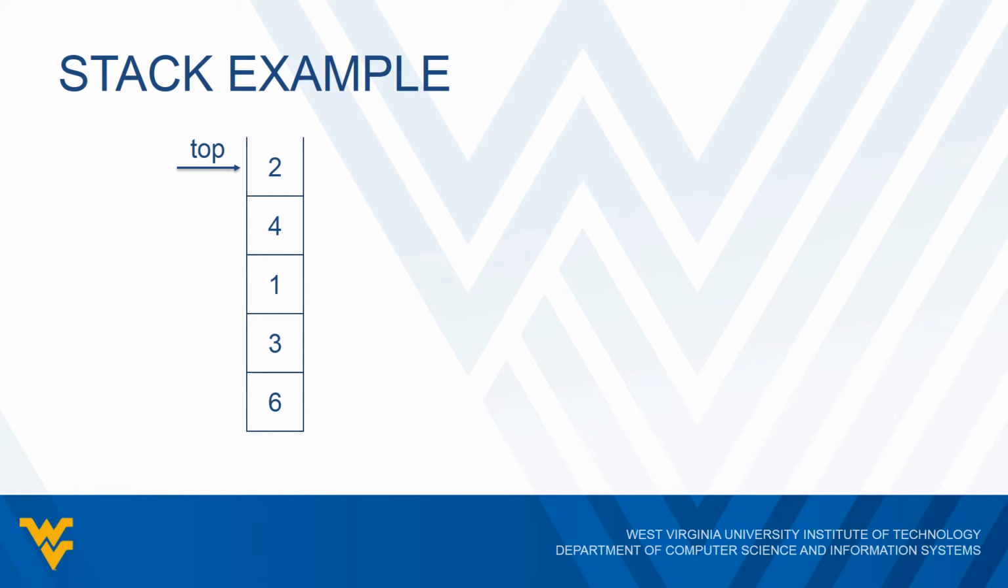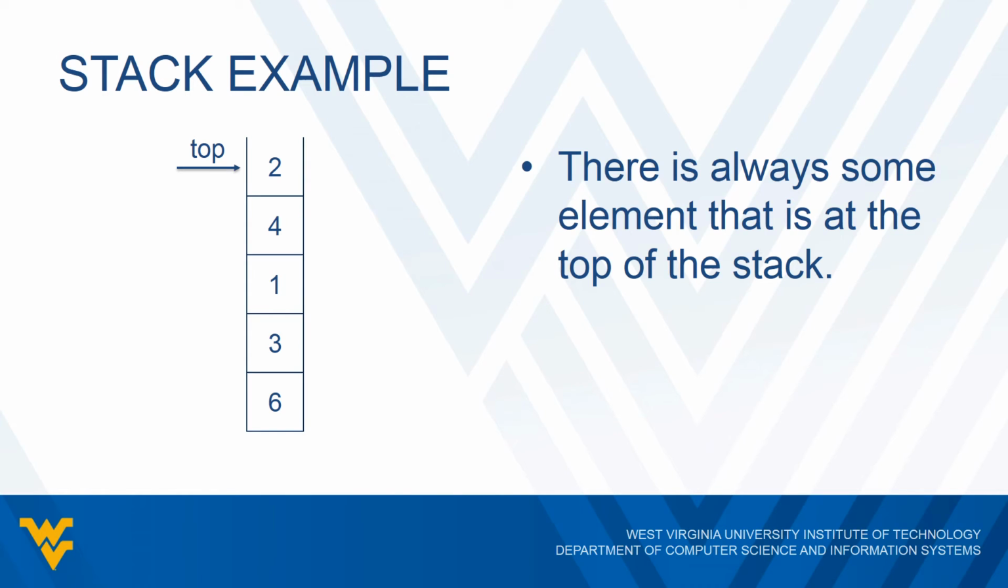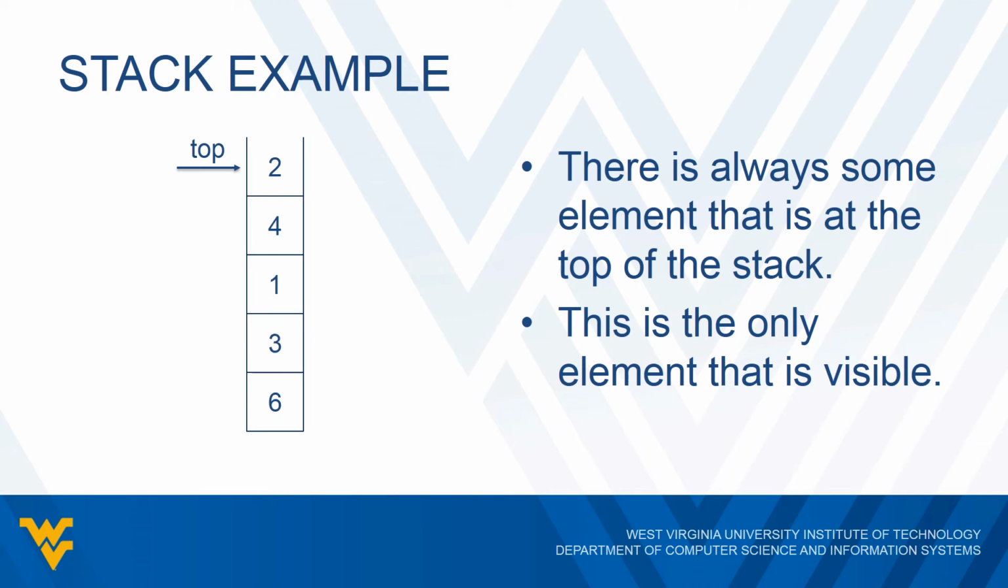Here's a very simple illustration of a stack. And we can see I drew this vertically, and I think that's the best way to show how a stack works. But the point here is that there's always going to be some element that is at the top of the stack. So in this case, we see that the top of the stack would be 2. This is the only element that is visible in this stack.